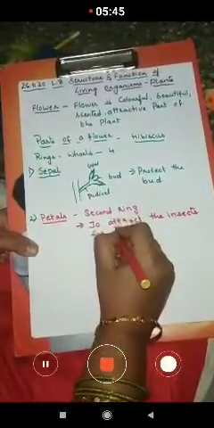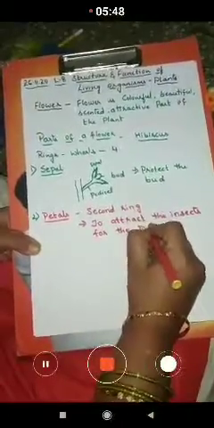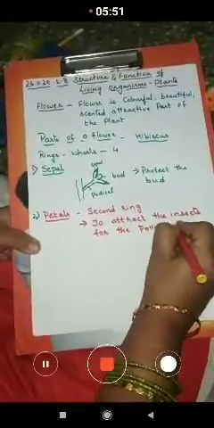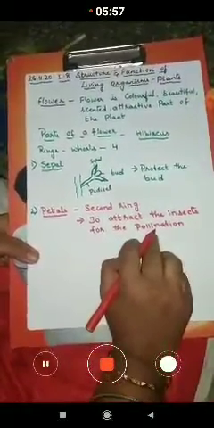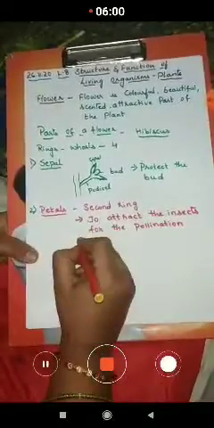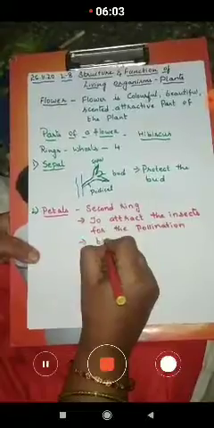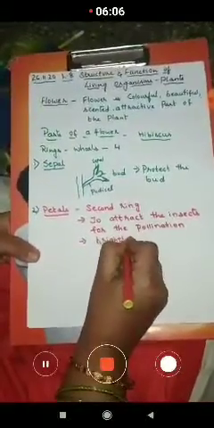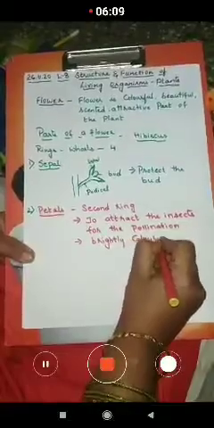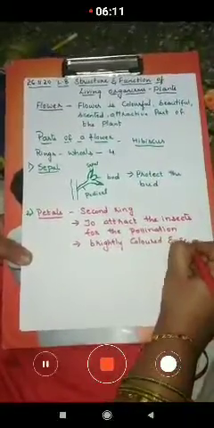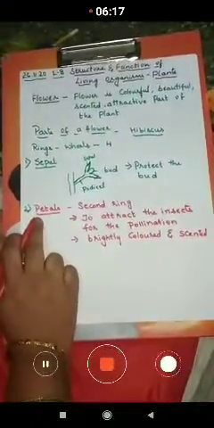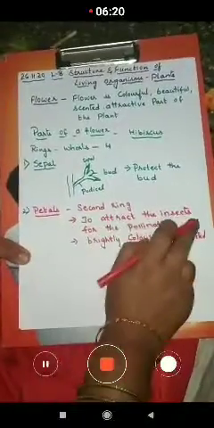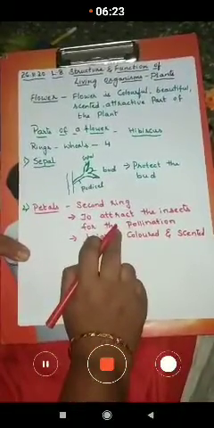You have read in 4th standard what pollination is. After the structure of the flower, we are going to learn the pollination process in detail. So the second ring is brightly colored and scented, and what is its function? The main function of the petal is to attract the insects for the process of pollination.